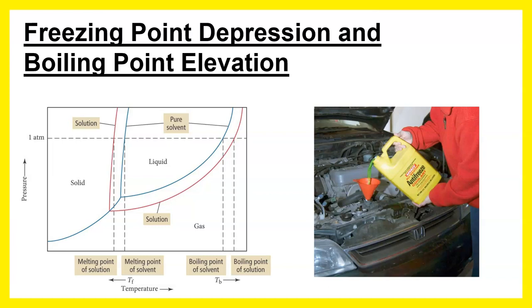On a phase diagram, you can see that it shifts where those lines are. So going from a solid to a liquid, if you're trying to freeze it, that red line is now at a lower temperature.